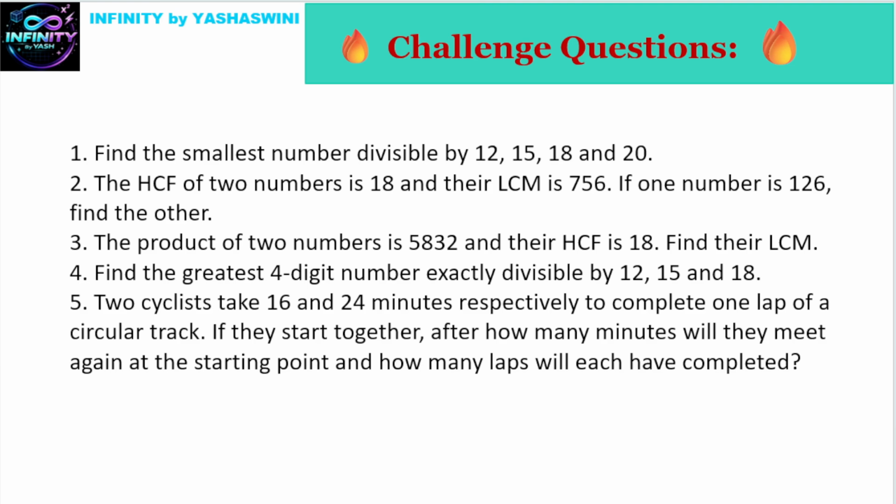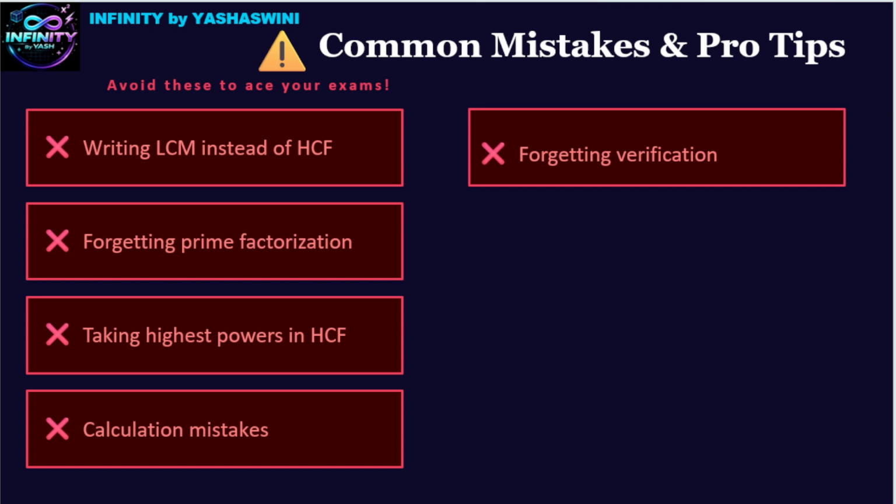Let's discuss the common mistakes that students make during examination or during calculation. The first one is writing LCM instead of HCF. You may be confused about what is HCF and LCM. Always keep in mind that HCF is the common factors with the smaller powers and LCM is all factors with larger powers. Then forgetting prime factorization. Prime factorization is very important. Always divide the given number by the prime numbers. Then taking highest powers in HCF. Always remember HCF is the smallest power and LCM is the highest power.